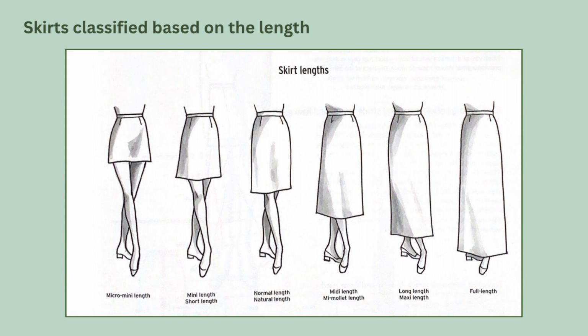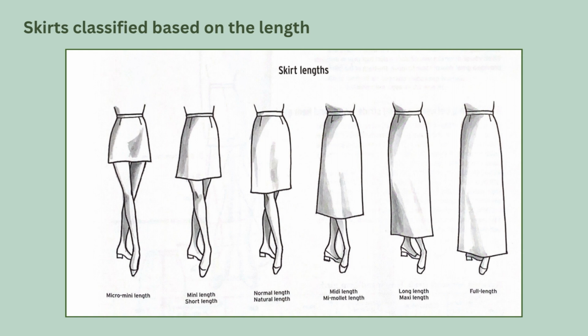Now we can classify a skirt based on their length. The shortest one is micro mini length. The hemline of a skirt sits on upper thigh level. After that, we have mini length or short length in which the hemline sits above the knee.